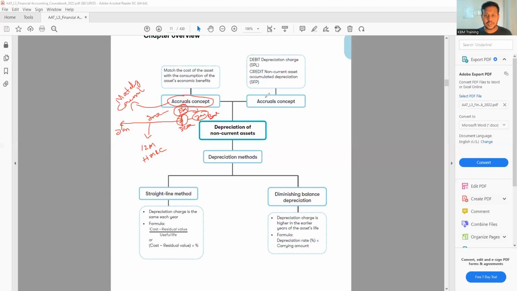So there is some journal here. We have the accrual concept. You can see the depreciation charge is debit. You have to remember this journal. So depreciation is debit because depreciation is expense. For that reason, it is a debit. And credit, non-current asset, accumulated depreciation. Now, accumulated depreciation, remember, it is the total depreciation till today. So we said accumulated. Accumulated means how much depreciation is already gone from the non-current asset till today.